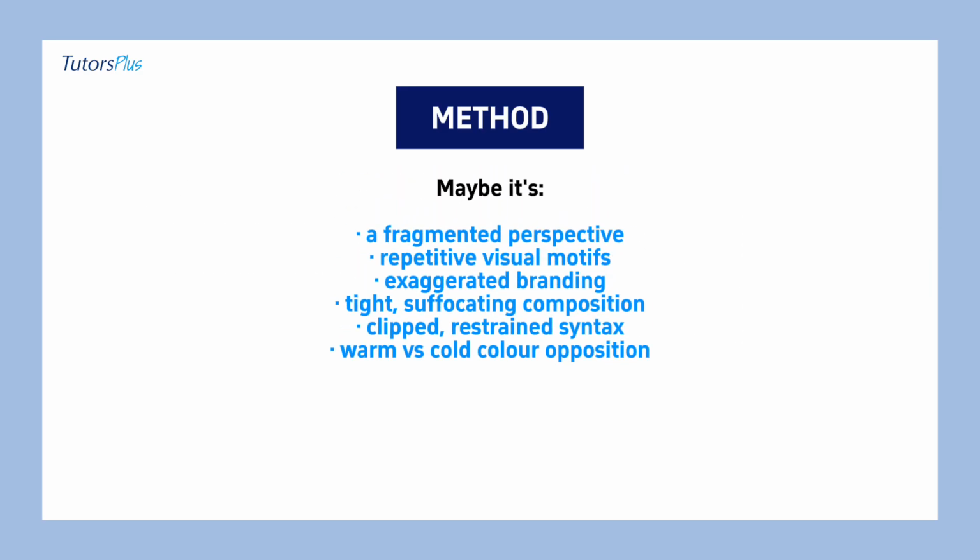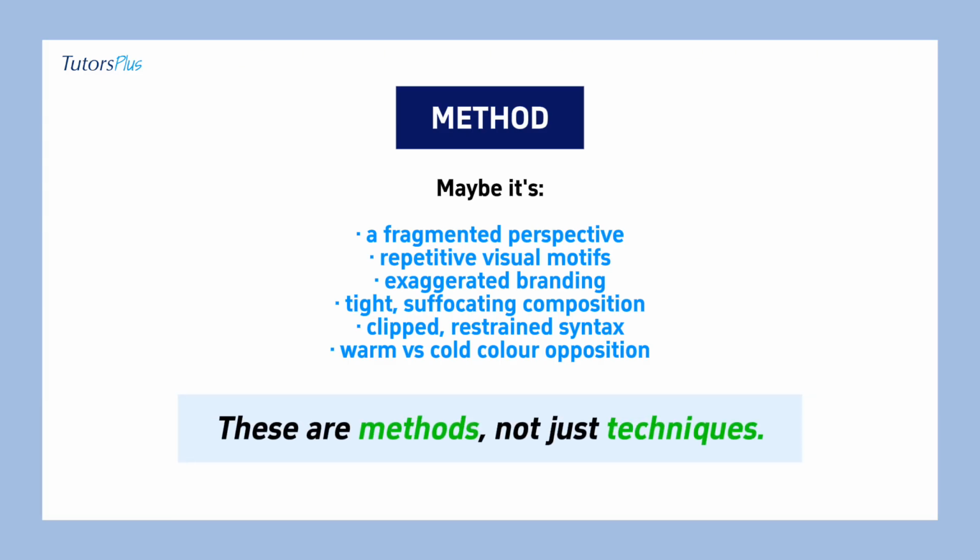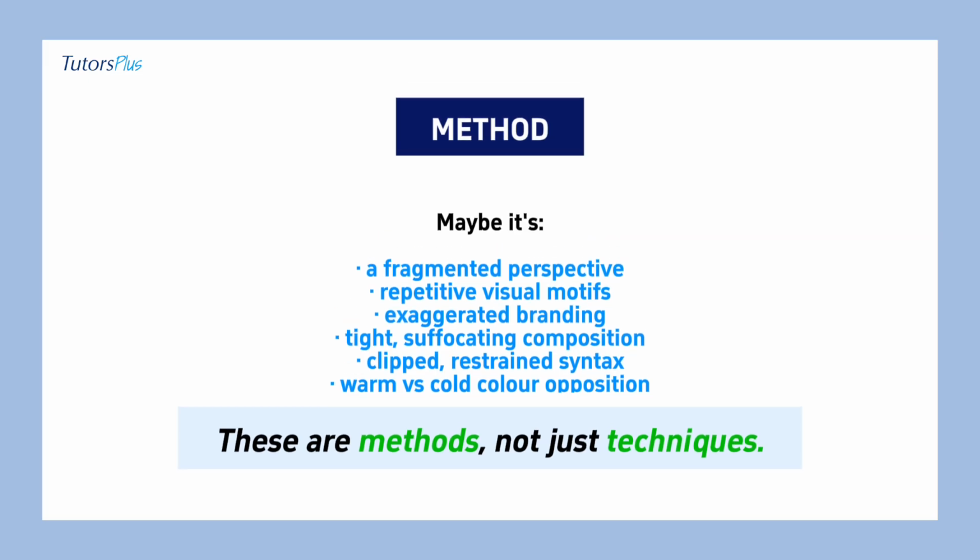Maybe it's a fragmented perspective, or there are recurring visual motifs. Maybe there's tight, suffocating composition, or warm versus cold color composition. And these are all methods, as they're not just techniques. So you need to choose the ones that actually build the emotional stance of your text. And if a detail doesn't shape that tone, it doesn't belong in your thesis.